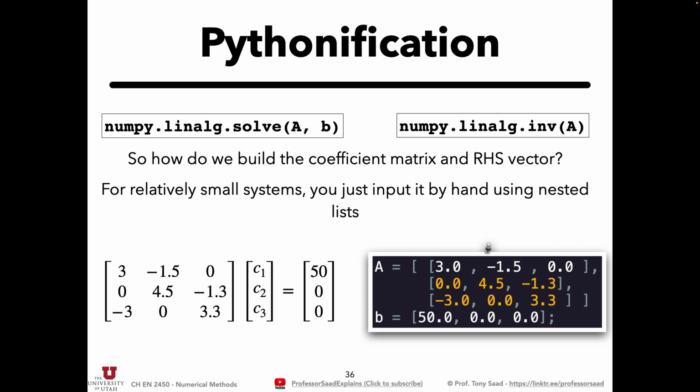Very simply, create A as a nested list, in other words, a list of lists. Remember, lists are Python objects separated by commas with square brackets. So I open the outer bracket, and then each row I put in its own list. What's nice about this is it looks like the matrix. It's 3, minus 1.5, 0, then 3, minus 1.0, 4.5, minus 1.3, and so on. And b is also a list. Don't worry if this is going to be a column vector or a row vector. It doesn't matter. NumPy will figure that out for you.